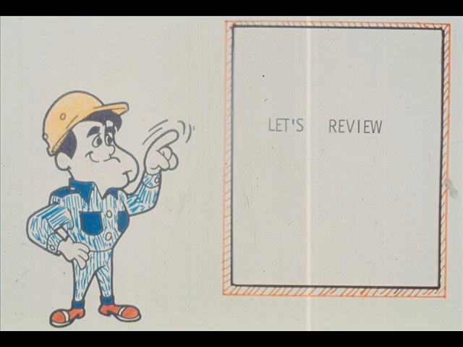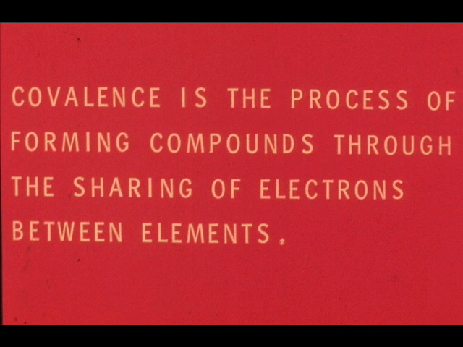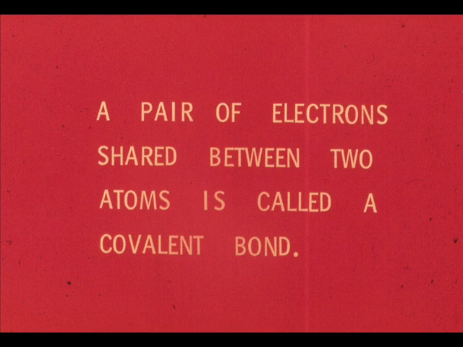Now let's review some of the things we covered in segment 2. Valence is the number of electrons an atom will share, give up, or receive in combining with another atom to form a molecule. Covalence is the process of forming compounds through the sharing of electrons between elements. A pair of electrons shared between two atoms is called a covalent bond. Bonds may be single, double, or triple, according to the number of electrons shared.